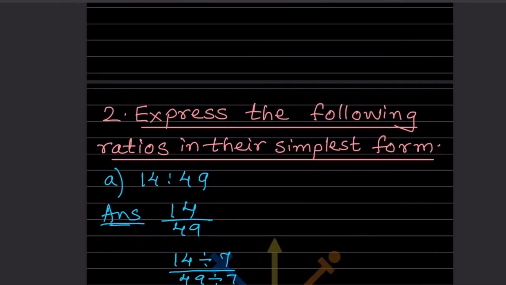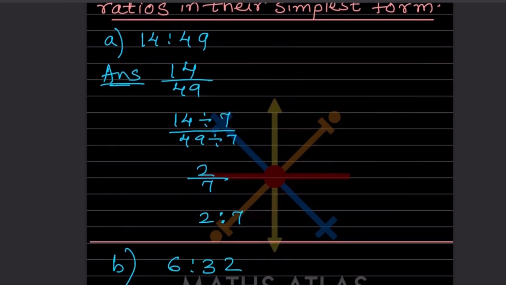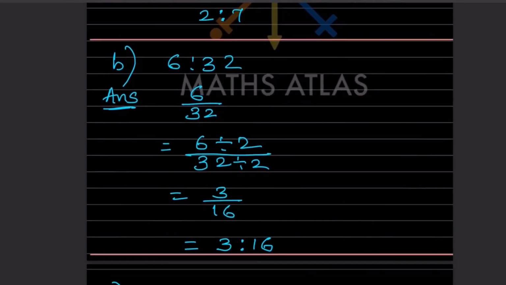The next problem says express the following ratios in the simplest form. So here 14:49. You are going to divide 14 by 49. Now you want the answer in the simplest form. So both numbers go with 7. 14 divided by 7, 49 divided by 7. So that is going to be 2 by 7, which is 2:7.